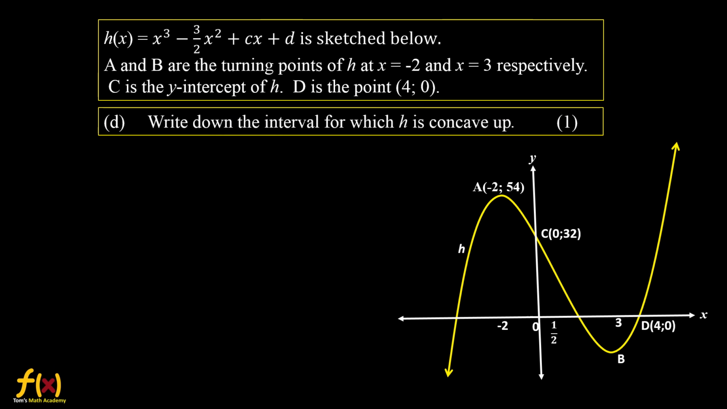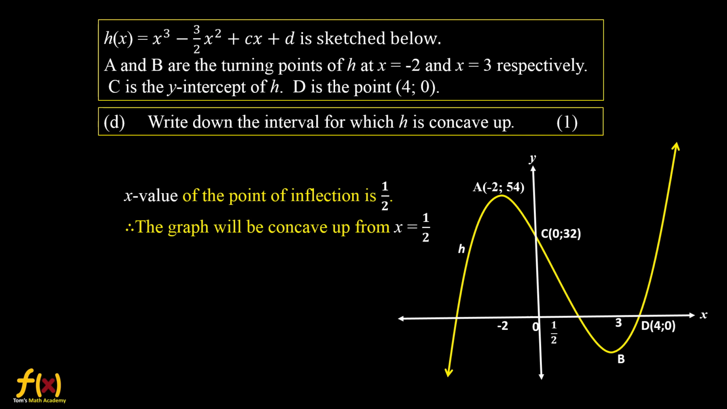Write down the interval for which h, the graph, is concave up, 1 mark. So it depends on the point of inflection. I'm marking the point of inflection, and we know the x value is half. X is half. We have calculated that. From half onwards to the right, the graph is concave up.